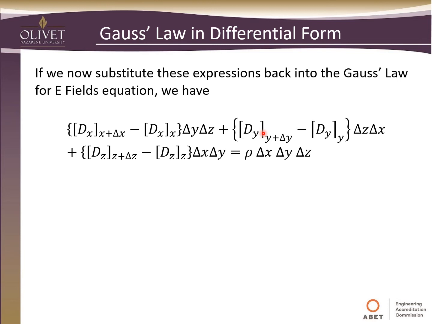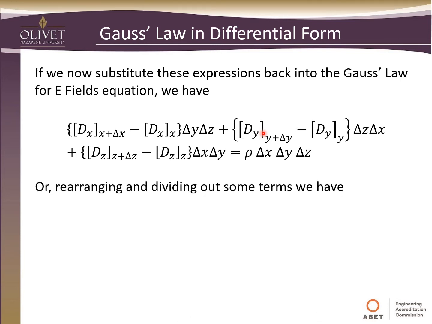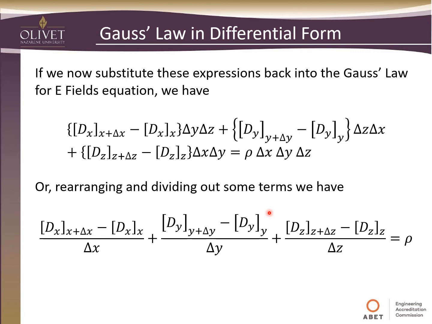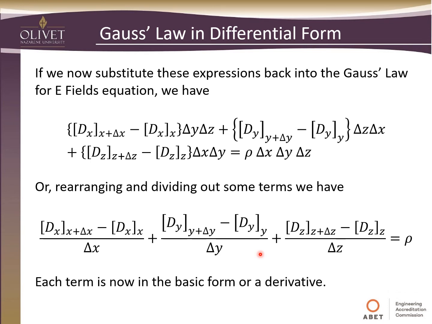And as we've done before, we can rearrange and divide through. So this time we'll divide through by delta x, delta y, delta z, so divide everything by that. And when we do, this is the resultant. And again, as we've seen before, this is in the basic form of what we need to take a derivative. All that's left is we need to let the limit for delta x, delta y, delta z go to 0, so we can shrink this volume down to a point.